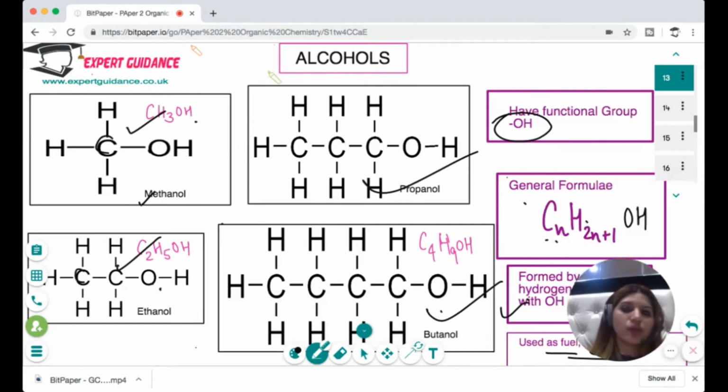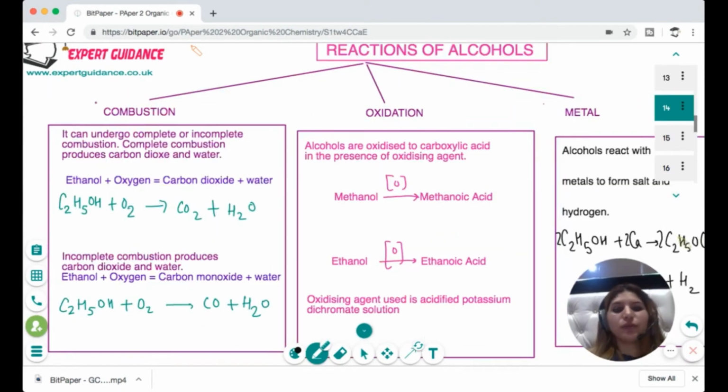Okay, so I hope what alcohols are is clear to you and you're able to draw the displayed formula and the general formula of different alcohols. Now, the reactions of alcohol. First is combustion, as we have done with alkenes. So all hydrocarbons show a combustion reaction. In a complete combustion, ethanol or any alcohol with oxygen gives carbon dioxide and water. And in incomplete combustion, any alcohol with oxygen gives carbon monoxide and water.